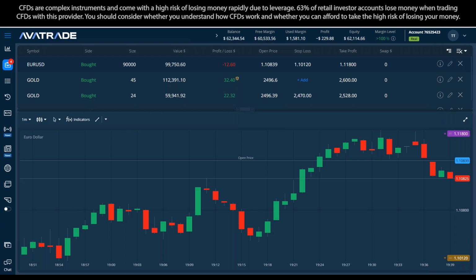Looks like there's some movement starting on these trades. They're moving into a small profit as we sit and watch them.